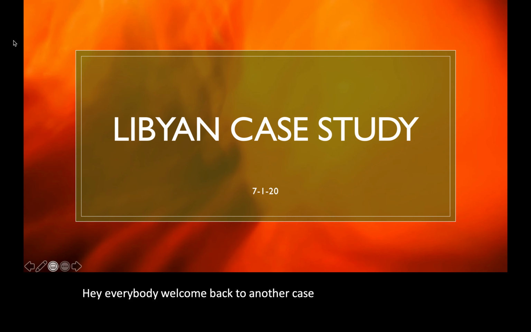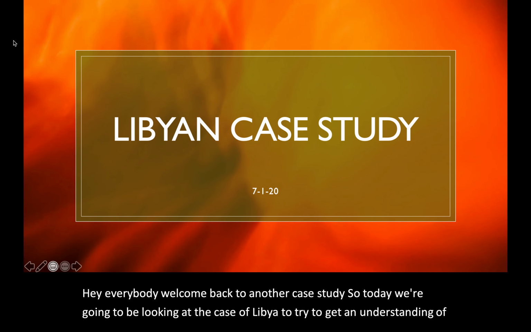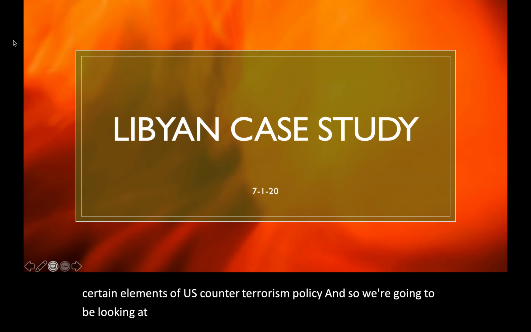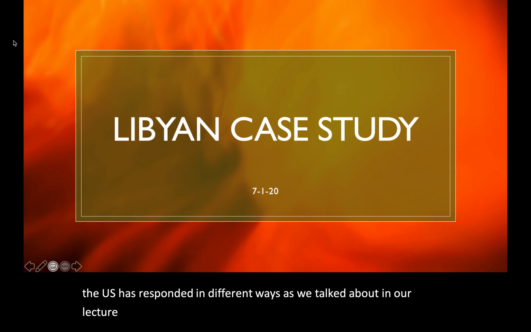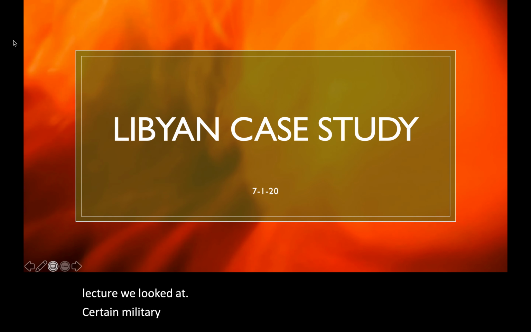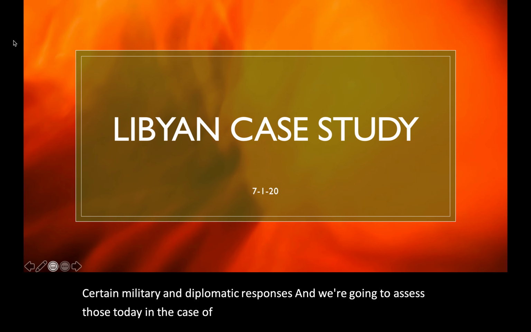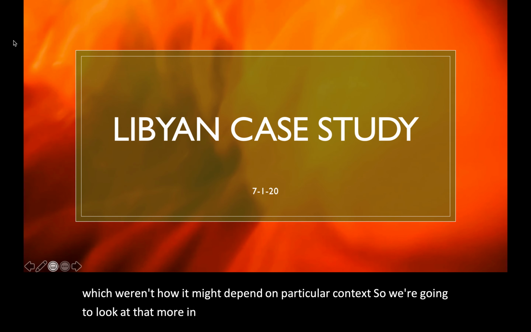So today we're going to be looking at the case of Libya to try to get an understanding of certain elements of U.S. counterterrorism policy. Libya used to be a state sponsor of terror, and we'll look at how the U.S. has responded in different ways. As we talked about in our lecture, we looked at certain military and diplomatic responses, and we're going to assess those today in the case of Libya, see which ones were more effective, which weren't, and how it might depend on particular contexts. So we're going to look at that more in depth with the case of Libya.